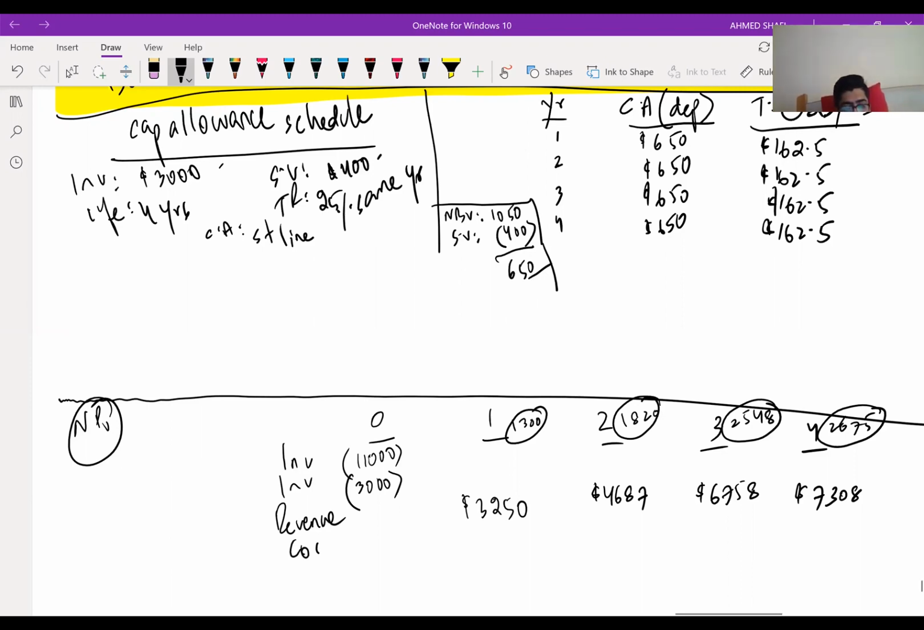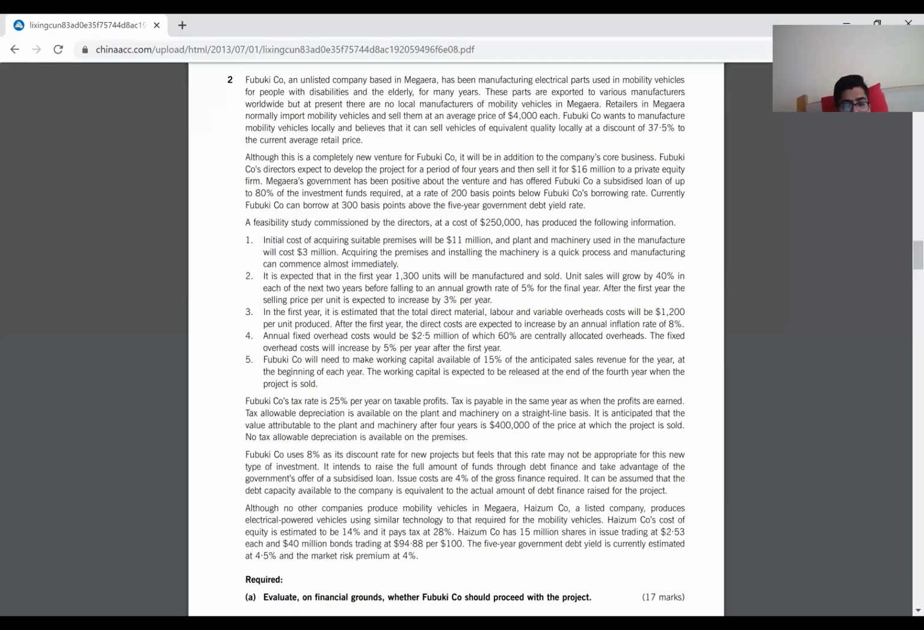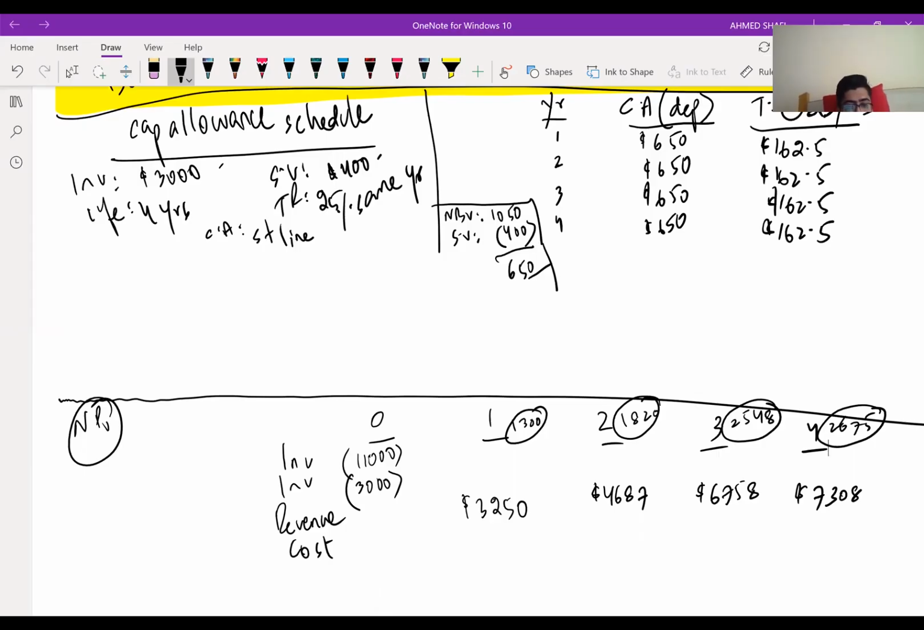Okay, cost 1,200 in first year and increasing by 8%. So 1,200 in first year, multiply by 1,300 units, 1,560, increasing by 8%, multiply by units, 2,359, 3,566, 4,044. Okay, then fixed cost.